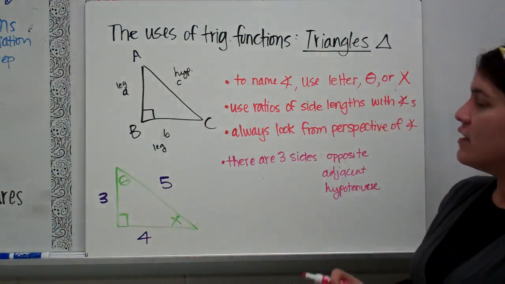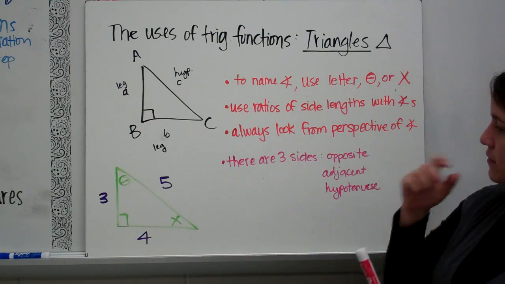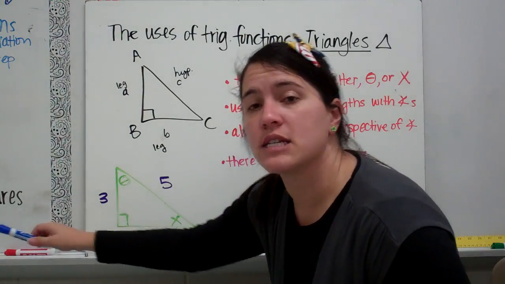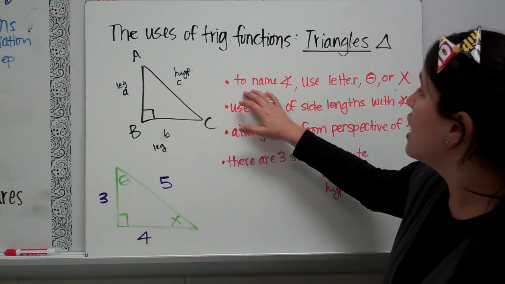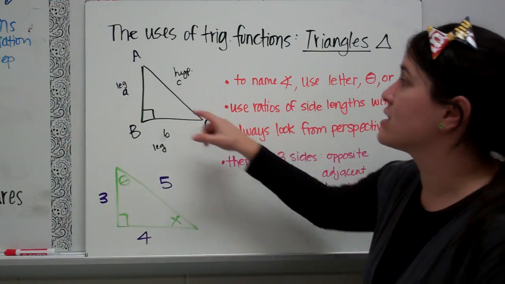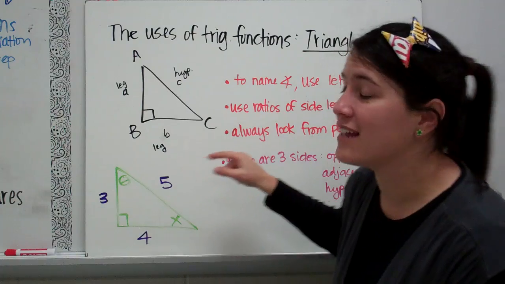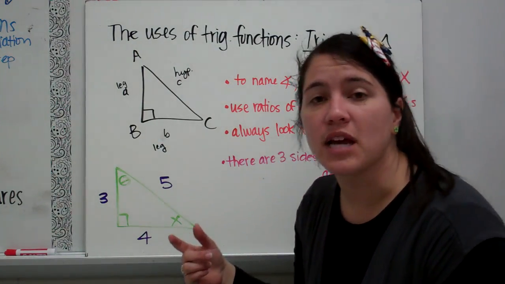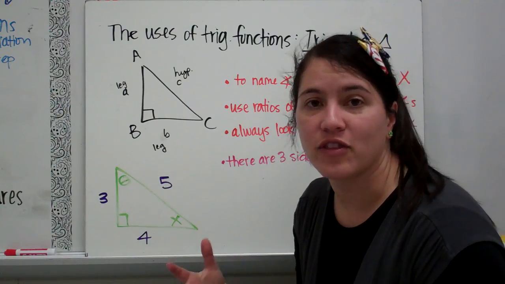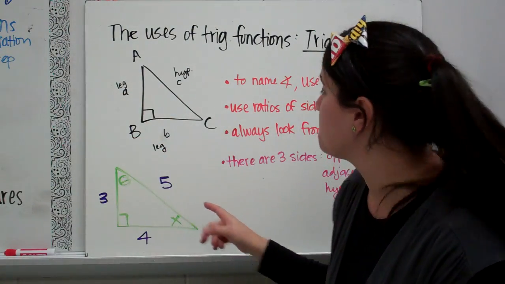Alright, so copy this down. The uses of trig functions when we have triangles. A couple of pieces of information: to name the angles, we're going to use a letter like A, B, or C, or possibly theta, this is the theta symbol, or an x. So sometimes it's going to say the sine of theta or the sine of x, or it might just say the sine of A, B, or C.